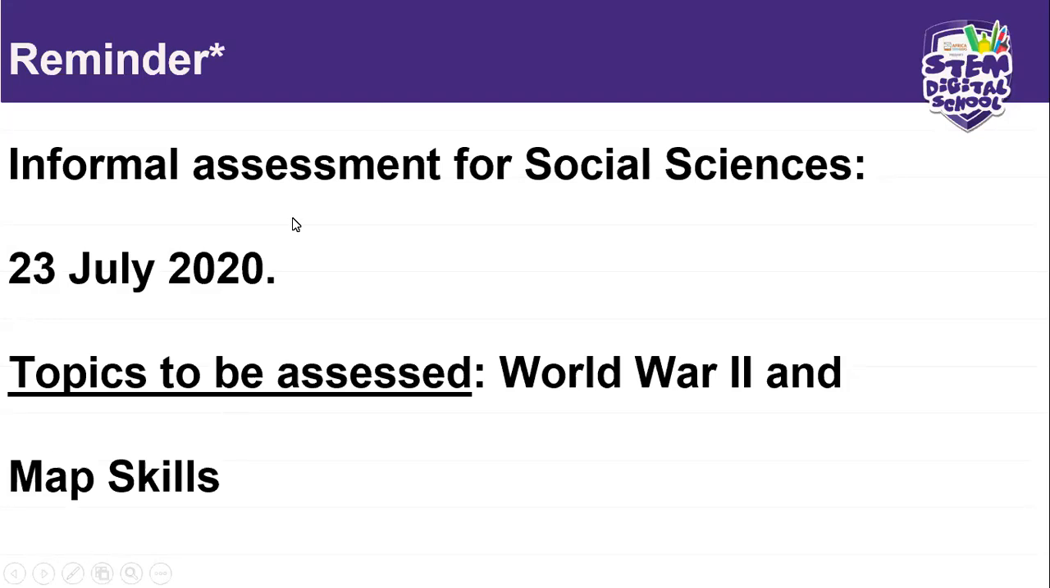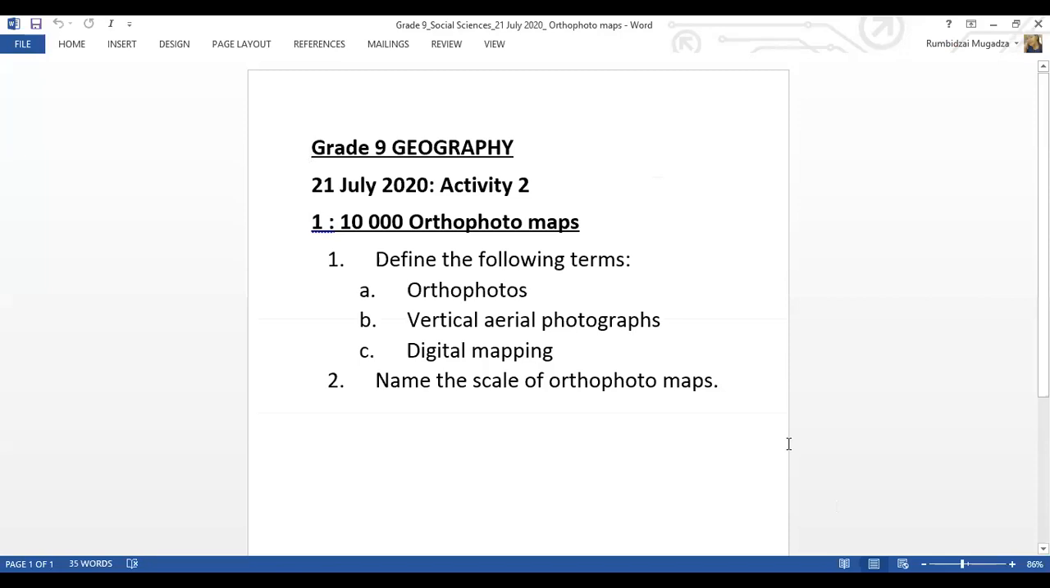Now, did you do my homework? Do you have the answers with you? Define the following terms. 1A. What are orthophotos? If you are asked in an exam, what is an orthophoto or orthophoto map? How are you going to define that? 1A, what is an orthophoto? You can type your answers directly to me, or if you want to speak, I can unmute you. You just raise your hand.